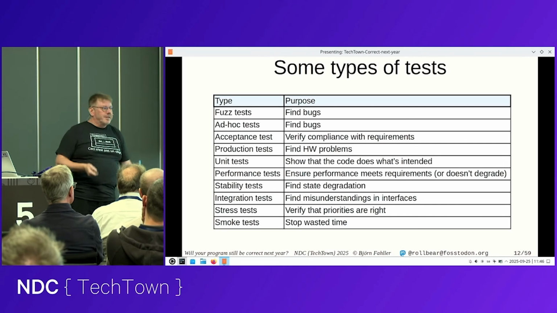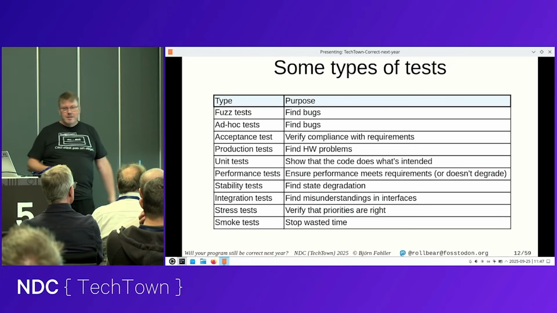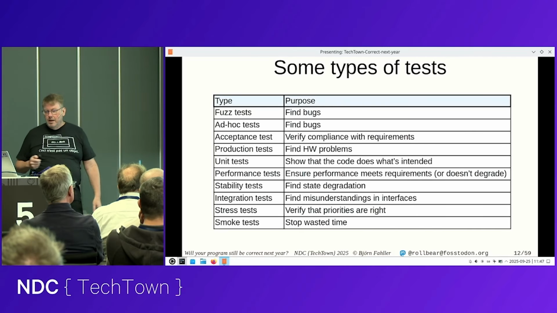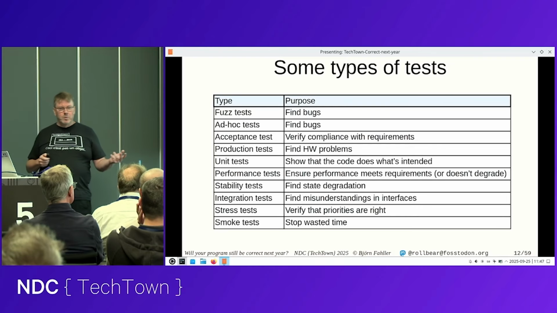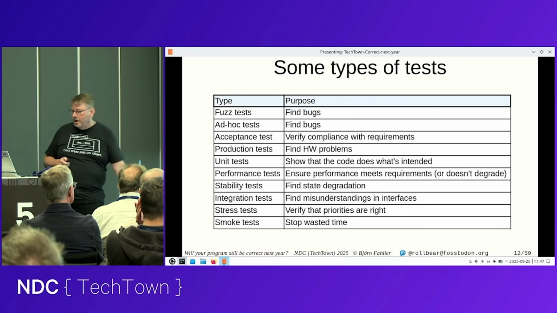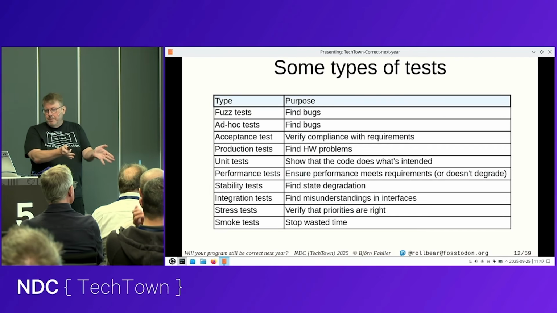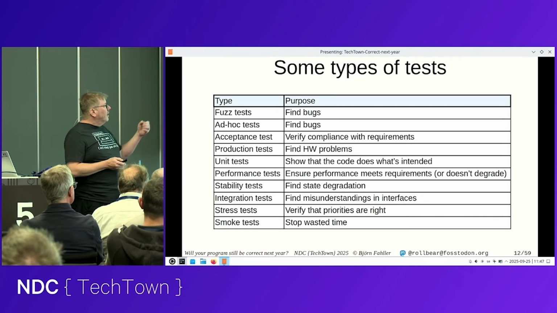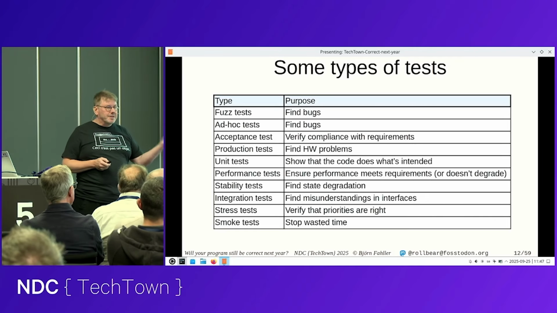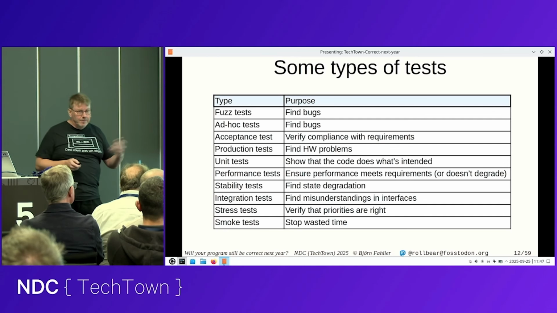Production tests. I work at a company that develops hardware, and the factory wants production tests. Unit tests show that the code does what it's intended to do. Performance tests ensure that performance requirements are met, or even if you don't have performance requirements, follow up your performance so that you can see if you have degradations, if that is important.